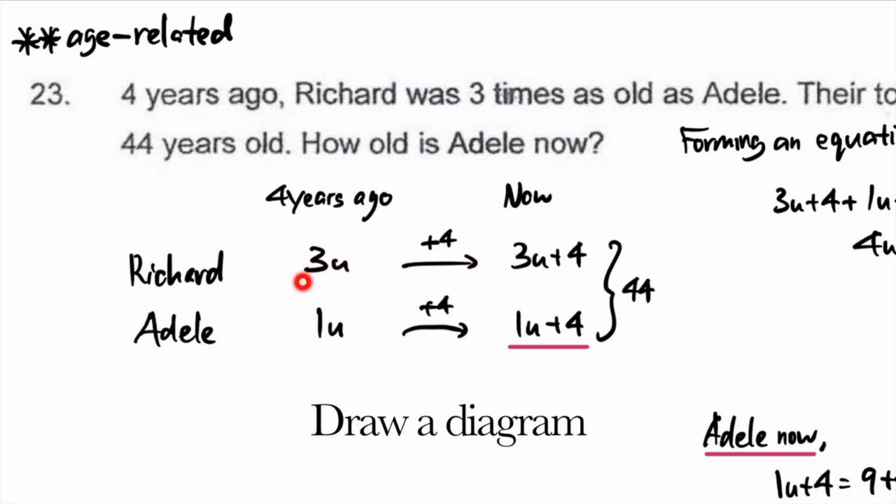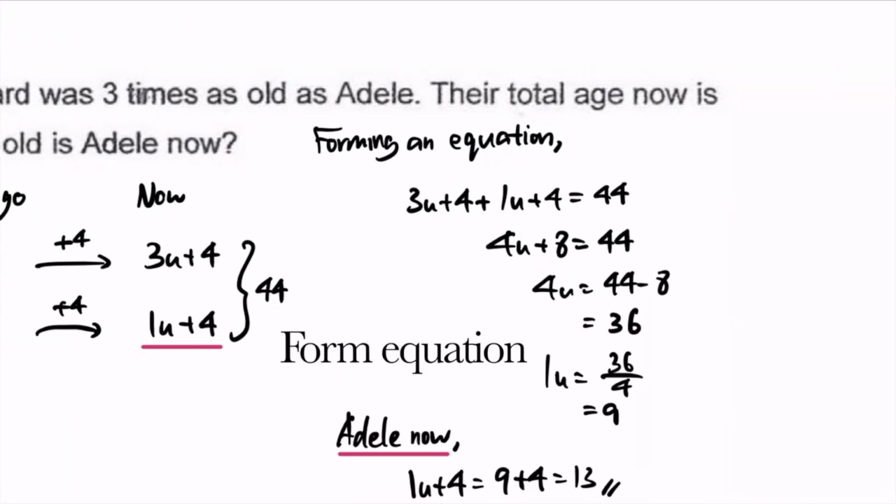So this was 4 years ago. Now we have to add 4 to it. So 3u plus 4, that's here. That's Richard's age now. And Adele will be 1u plus 4. And the total here is 44. This is enough information for us to form an equation. So 3u plus 4, Richard now, and Adele now, 1u plus 4, add up to 44.